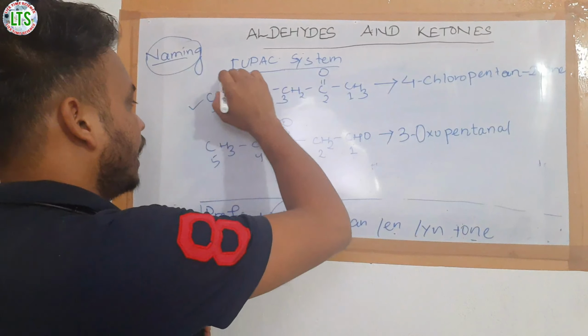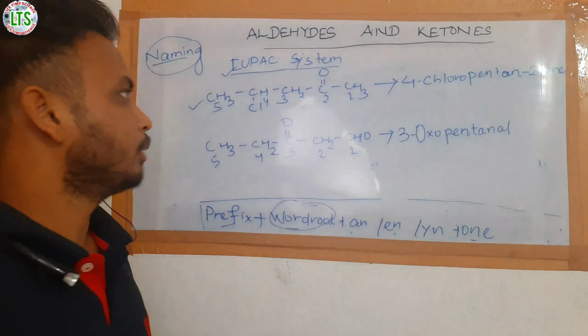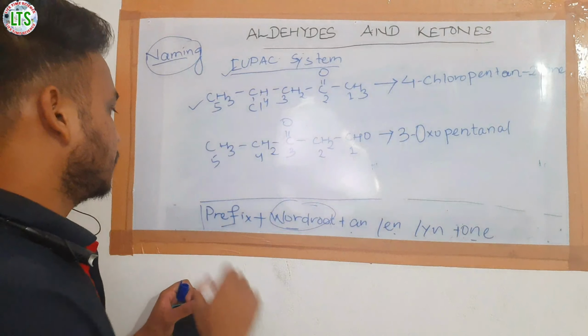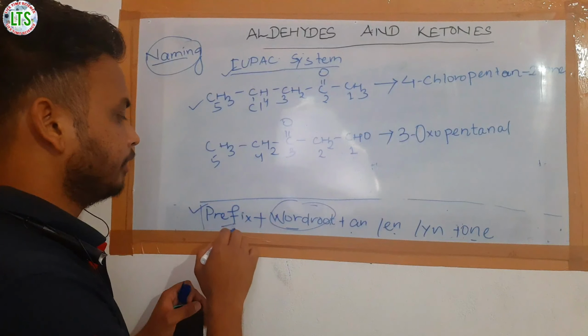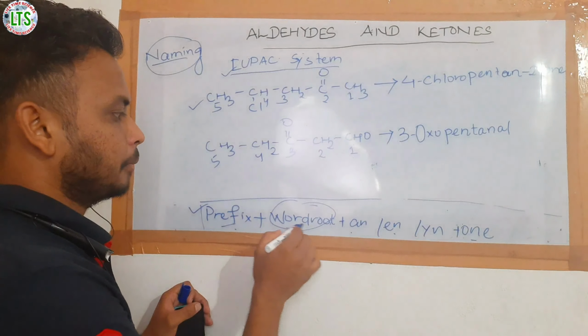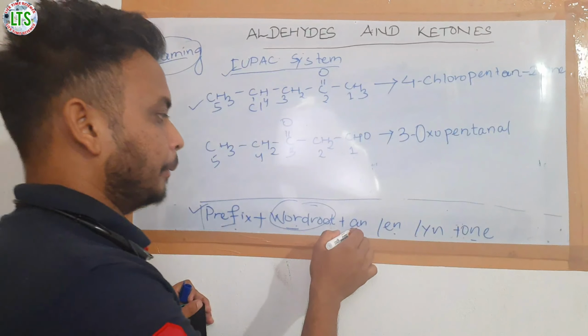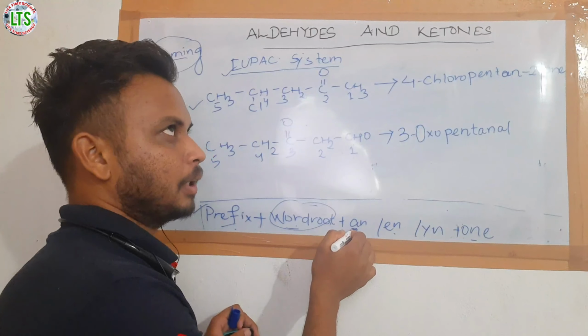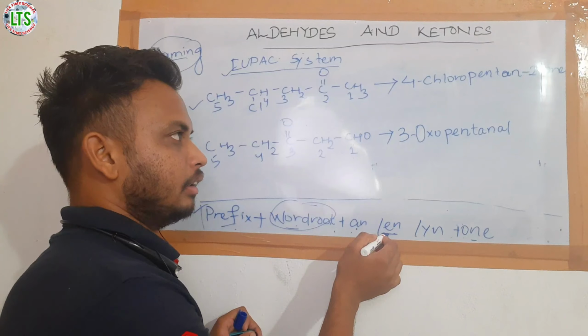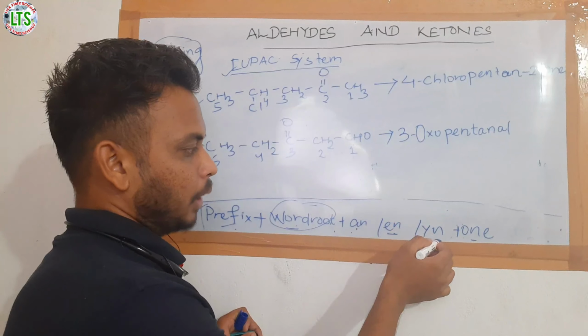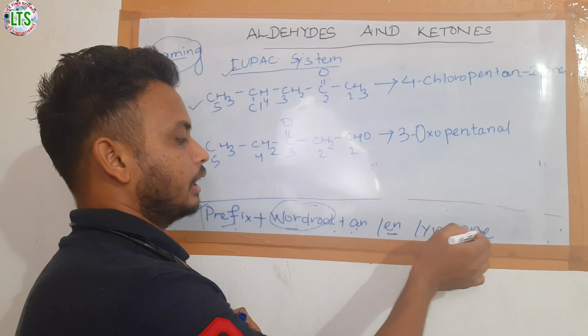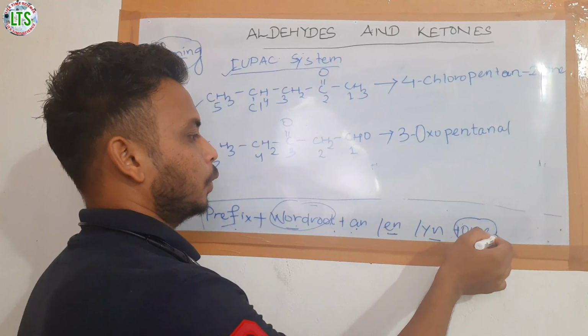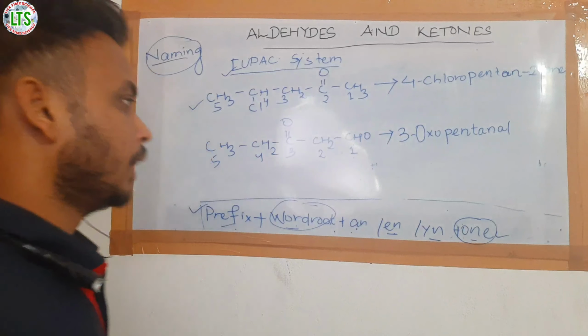Next is the IUPAC system of naming of ketones. The procedure is first prefix, then word root, then AN for single bond in between the carbon atoms, then EN for double bond, and YN for triple bonds, then lastly the suffix, that is ONE for ketonic group.